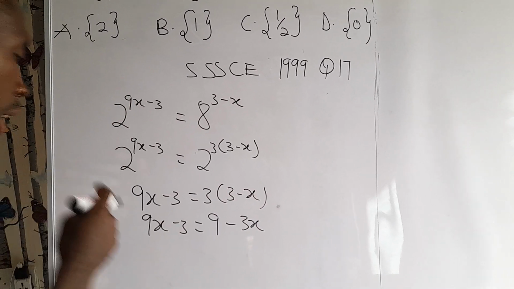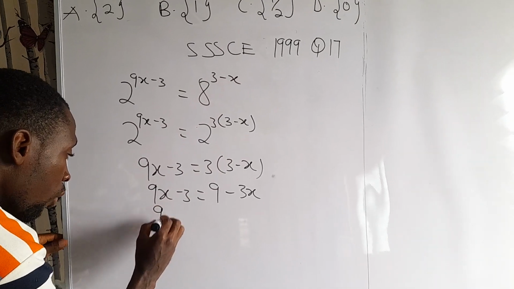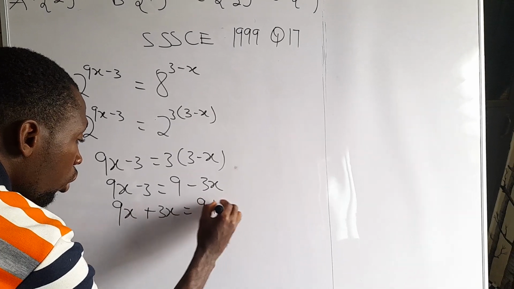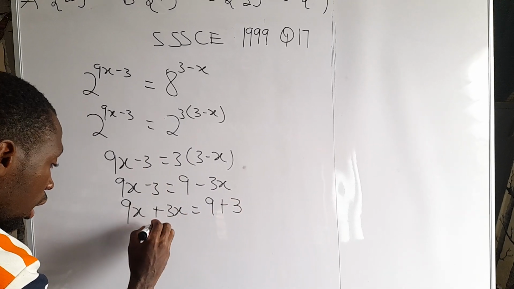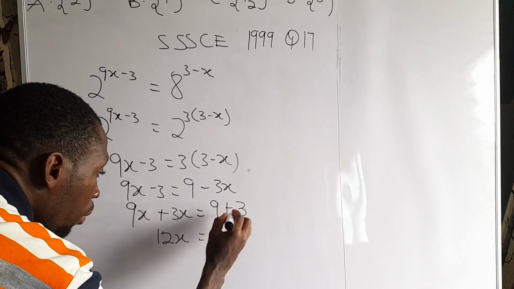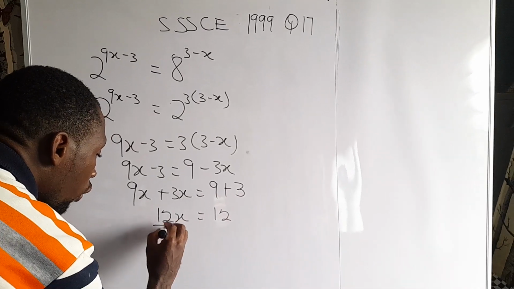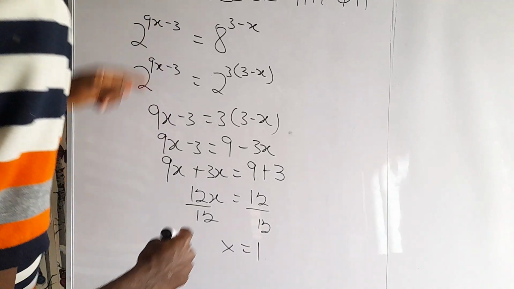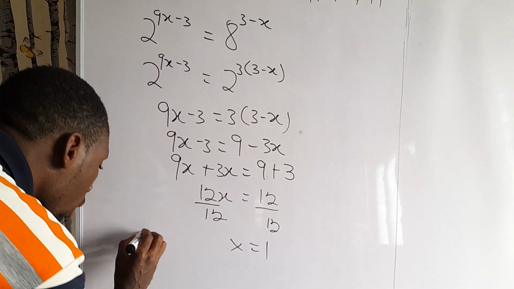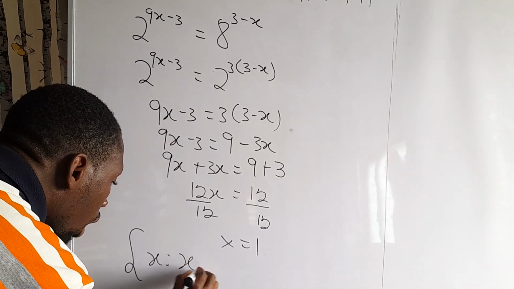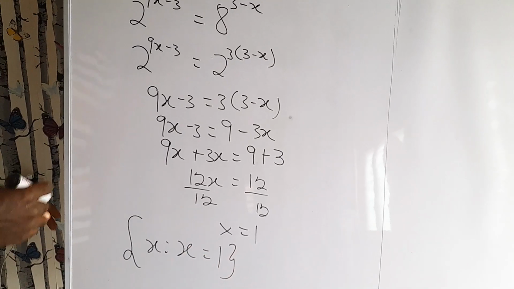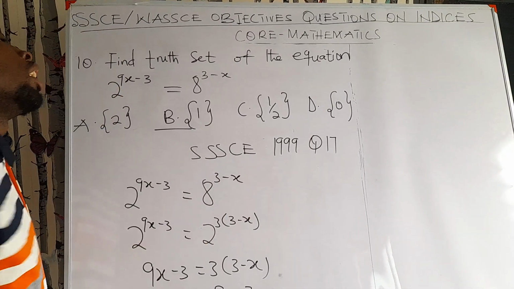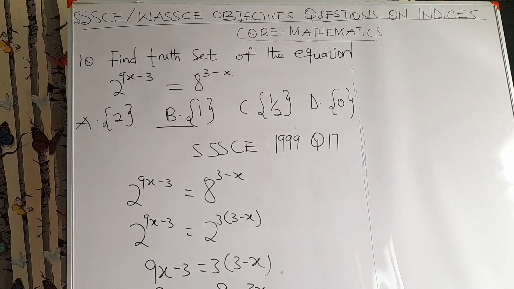This becomes a linear equation. Grouping like terms, we have 9x plus 3x equals 9 plus 3. 9x plus 3x is 12x, then 9 plus 3 is 12. We divide both sides by 12. Our x is 1. But the question says we should find the true set, so we say that x is such that x is equal to 1. So among the possible answers, which one is correct? The correct answer is B. I hope you had it correct.